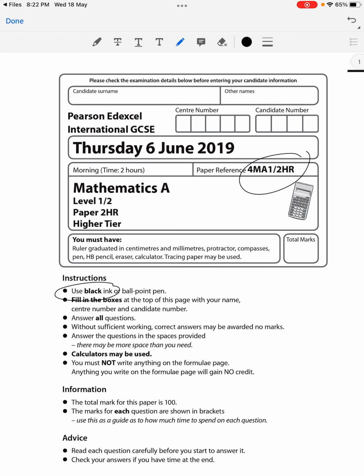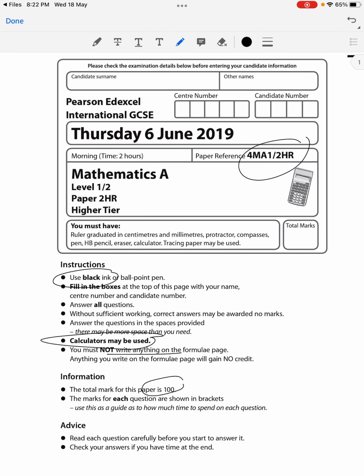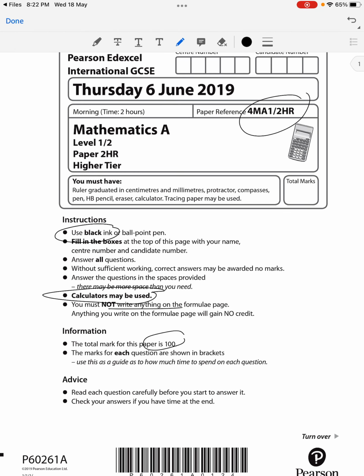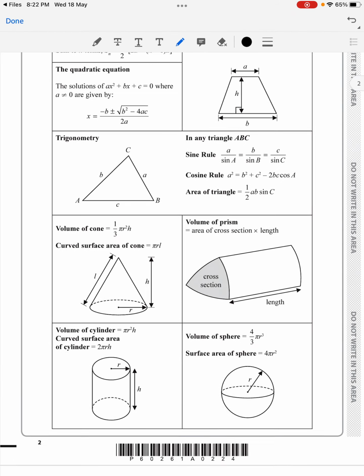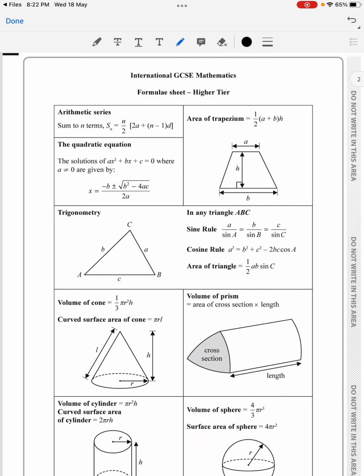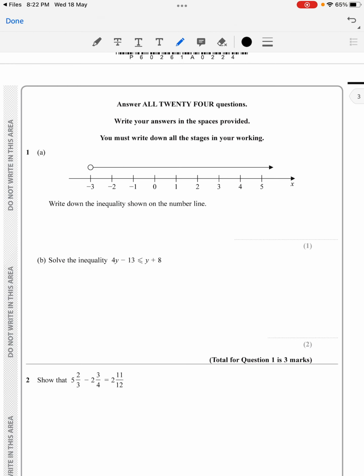Always use black ink in your exam. Please do bring black pens for your exam, it's very important. Calculators are allowed, okay? Do not write anything on the formula page. Total mark for the paper is 100. Okay, so these are some criteria you need to understand. The formula sheet is always given in the exam, so this would be good. This is for International GCSE Mathematics.